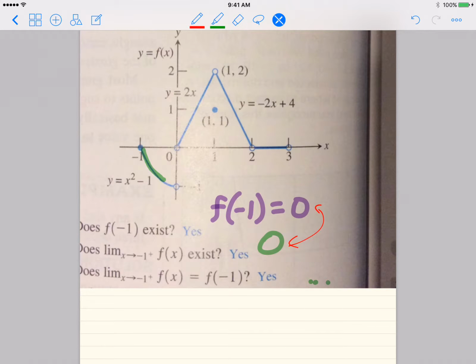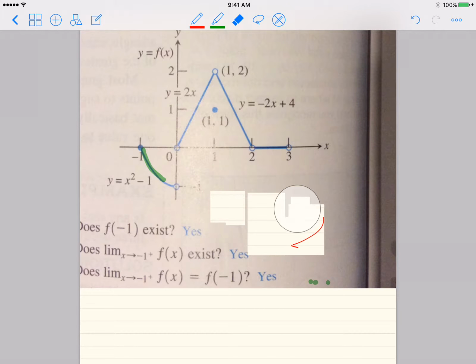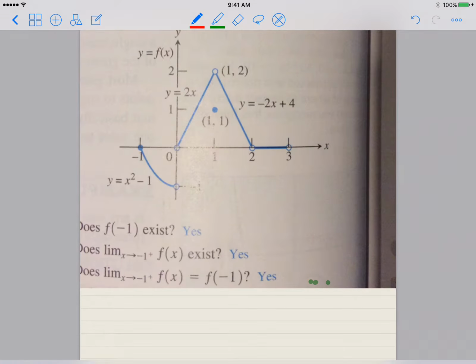With the same graph that you have, let's answer questions number 12 and 13. Number 12, does f of 1 exist? Yes, it does. Does the limit exist near 1, as x approaches 1? It does. If you see the left limit and the right limit near 1, they coincide.